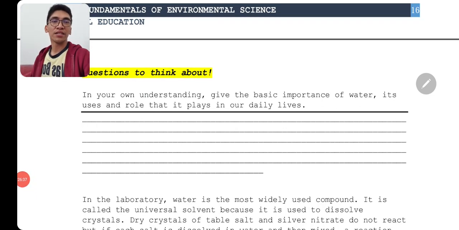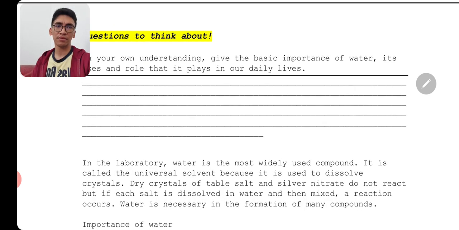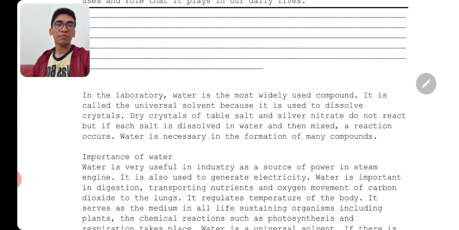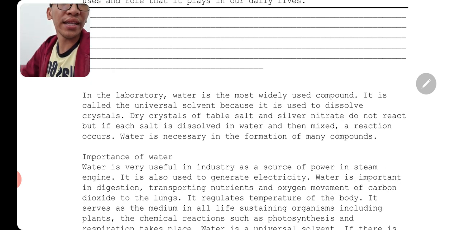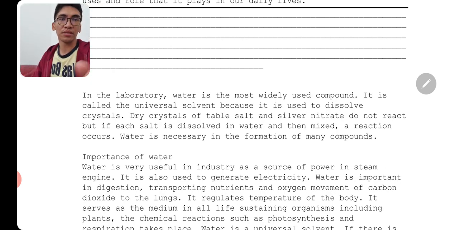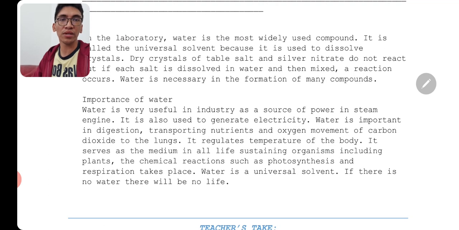Questions to think about. In your own understanding, give the basic importance of water, its uses, and role it plays in daily lives. Of course, nabanggit natin. In a laboratory, water is the most widely used compound. Of course, it is a universal solvent. Importance of water. Water is very useful in industry, source of power. Another thing to remember, no?